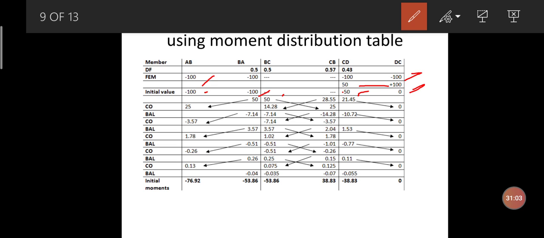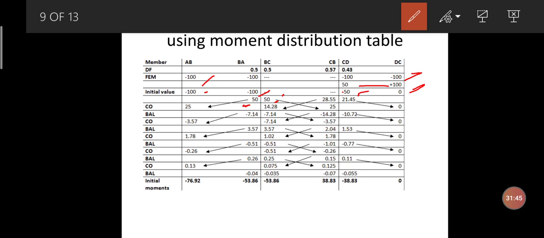Next I need to balance the unbalanced moment at the joints. At BA and BC, I have minus 100 at BA, and at BC I don't have any moment here. So this minus 100 should be distributed to BA and BC, and I need to compensate that moment as plus 100. In order to balance that, minus 100 into 0.5 will be 50 with a negative sign, but in order to balance that minus 50, it should be plus 50. So it is plus 50 and plus 50.